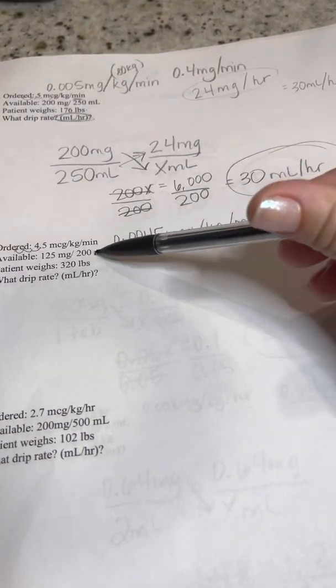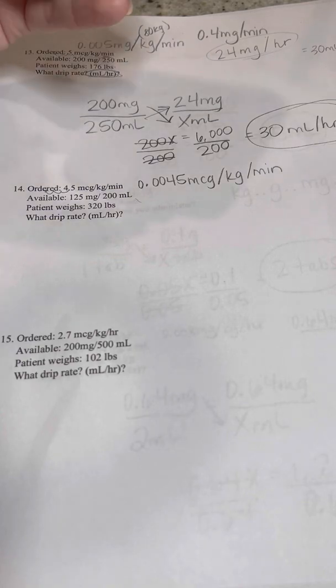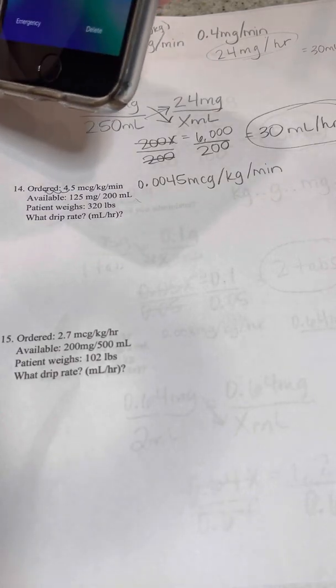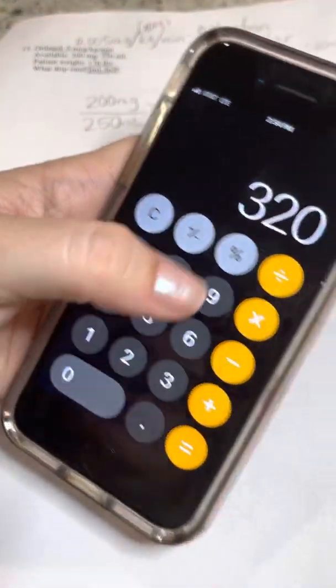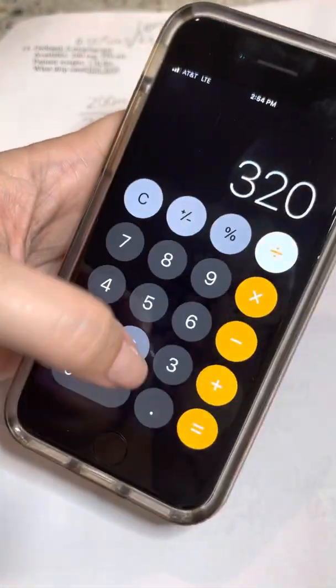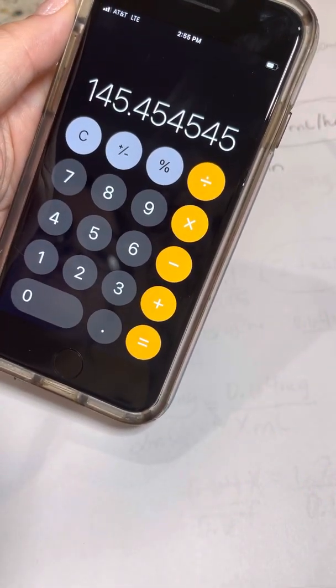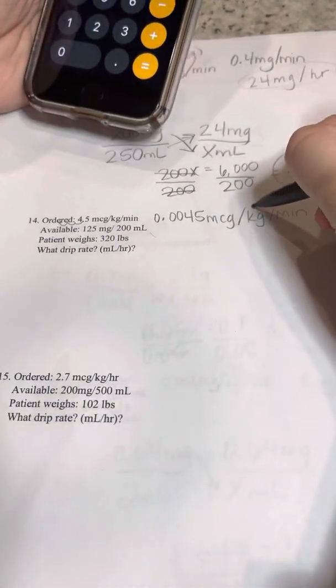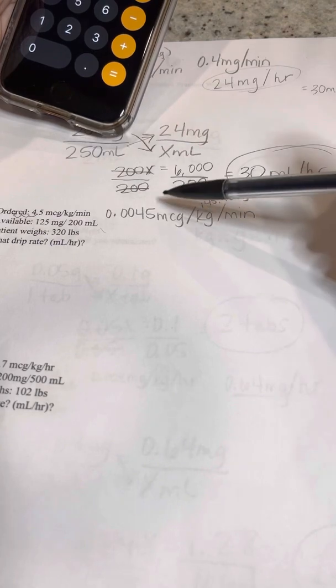Now our patient weighs 320 pounds. So let's figure out how many kilograms that is. So we take 320 pounds, divide by 2.2. That gives us 145.45 kilograms. So we're going to multiply this times our milligrams.